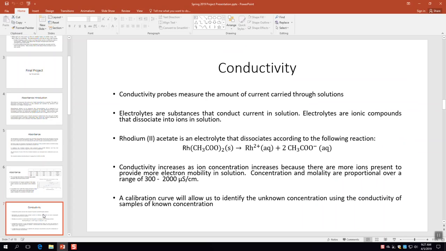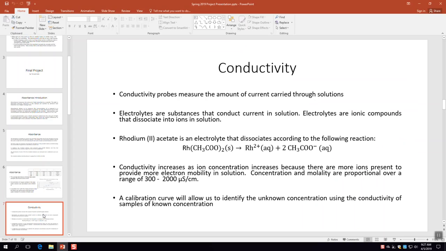The conductivity portion of the experiment was performed using conductivity probes. A conductivity probe essentially measures the amount of current that's being carried through a solution. So a solution that has a strong ability to carry a current will measure a high conductivity, and a solution that has a weak ability to carry a current will have a low conductivity.